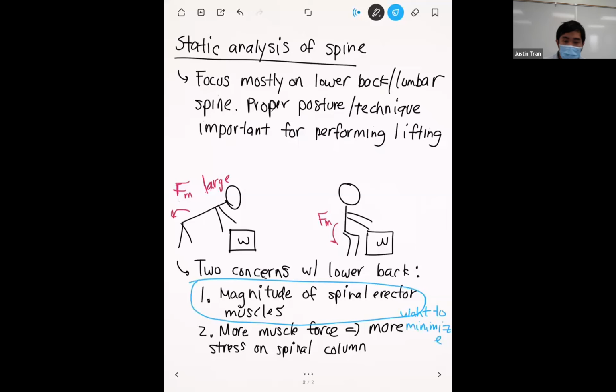Okay. And so we want to minimize number one as much as possible, because the more we minimize the amount of work our back muscles have to do, the less risk we have of getting injured. Okay, question. So more muscle force needed to lift something means more stress on the spinal column. So if a person has a lot more muscles, would the stress on the spinal column be lessened?